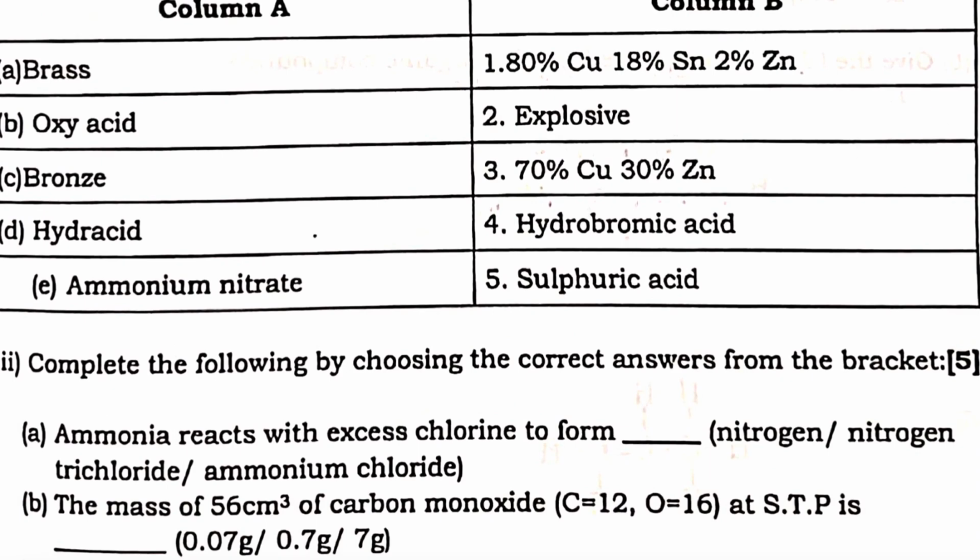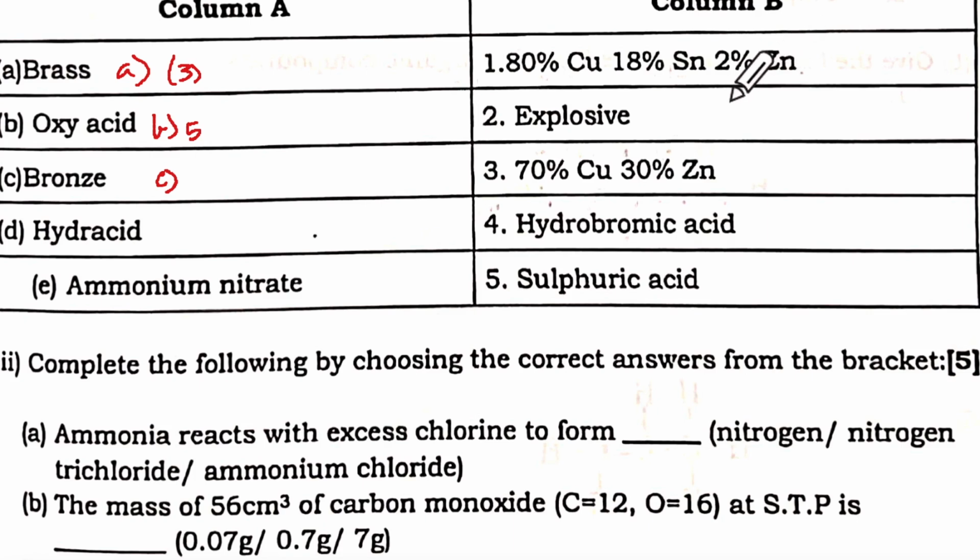What is your brass? Brass will be this 3, so A will be 3. B will be oxy acid, meaning it has oxygen in it. Hydrochloric acid doesn't have oxygen, sulfuric acid has. So this will be 5. C will be bronze, CuZnSn. Where is it? Here.